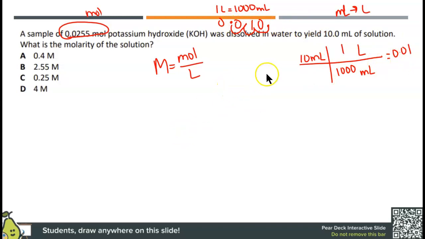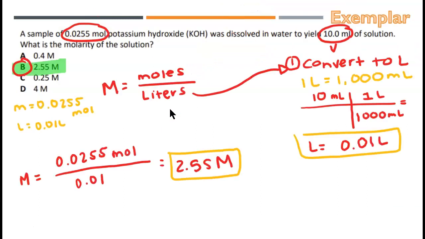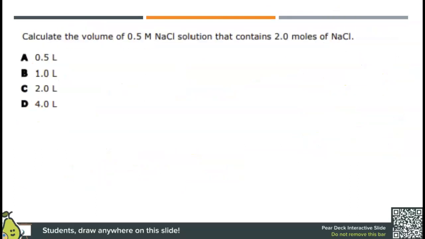So that is our liters, because milliliters cancel. For the moles, we said that we had 0.0255 moles, divided by the liters, which we got as 0.01 liters. Go ahead and put that into your calculator, and you should get 2.55 molarity. That is your answer. Let's go ahead and do the next problem.